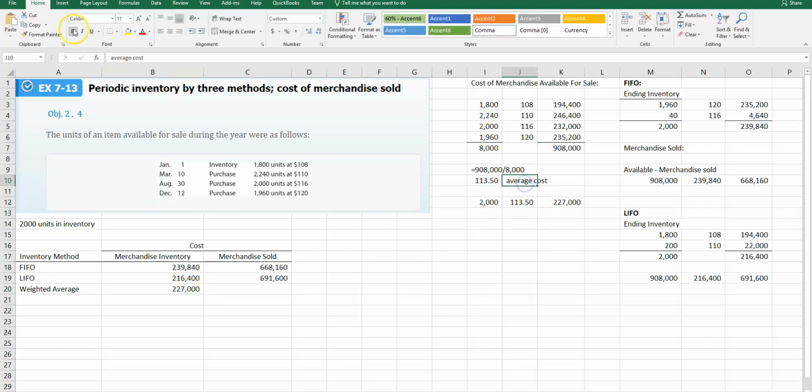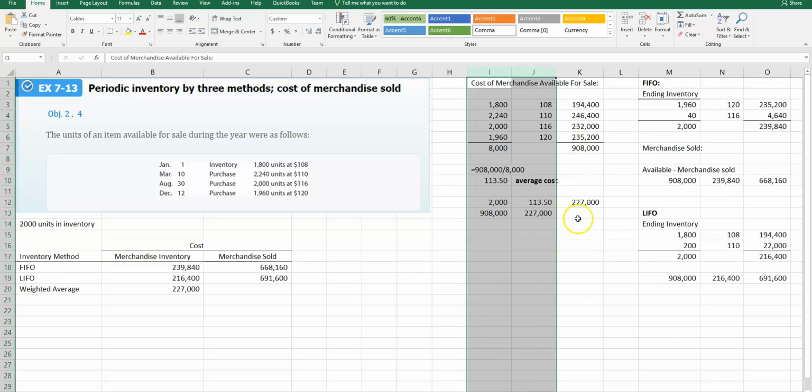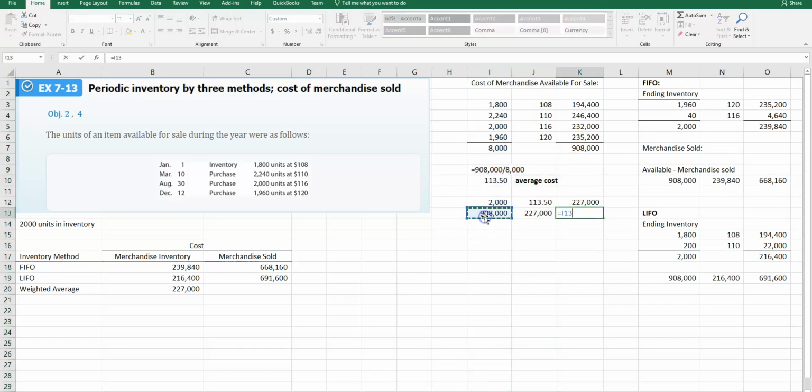Okay, let me go ahead and bold this so you know where this is the average cost area. Okay, that was ending inventory. We can do the same calculation to calculate the cost of merchandise sold. So we have $908,000, and we're going to subtract the $227,000. Make both of these bigger too. Okay, so that minus this right here, that is the cost of merchandise sold under the weighted average method.